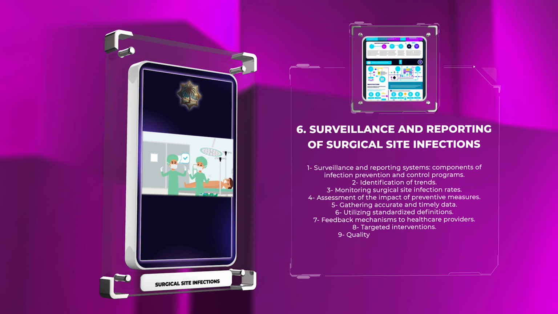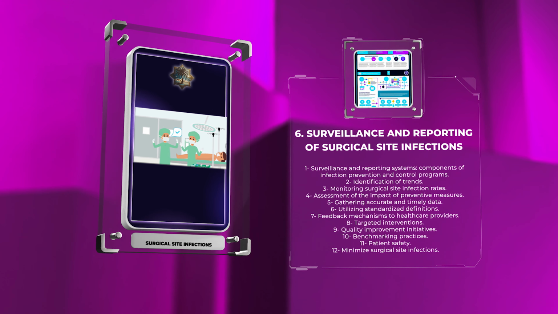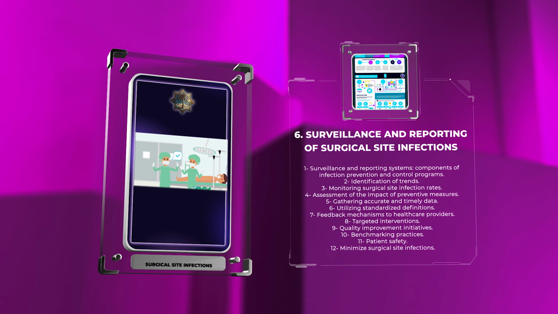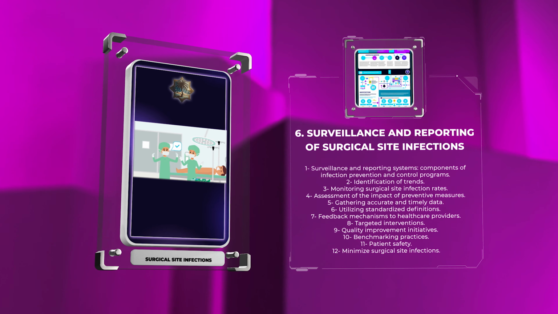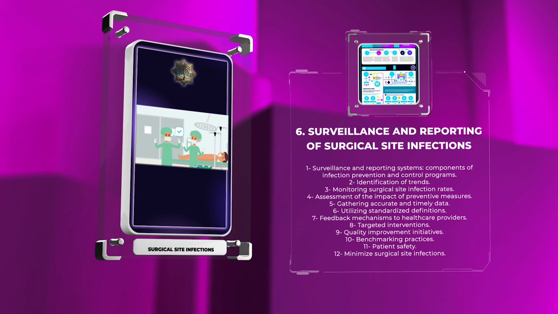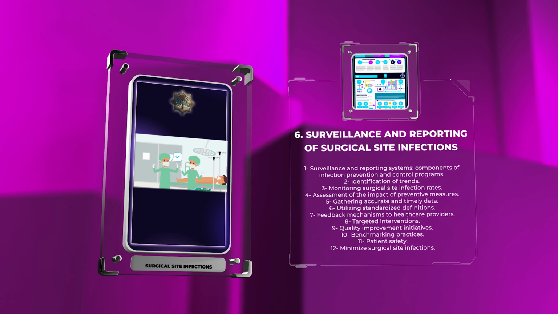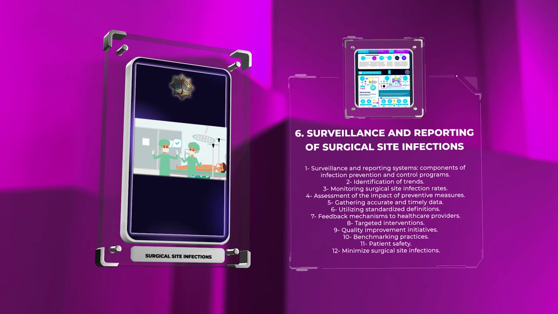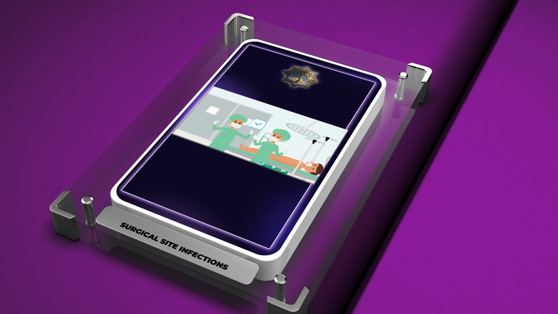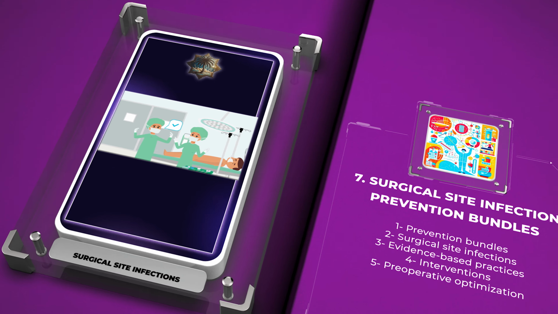Surveillance and reporting systems are essential components of infection prevention and control programs. These systems help identify trends, monitor surgical site infection rates, and assess the impact of preventive measures. Implementing effective surveillance and reporting strategies involves gathering accurate and timely data, utilizing standardized definitions, and incorporating feedback mechanisms to healthcare providers. This information enables targeted interventions, quality improvement initiatives, and benchmarking practices to enhance patient safety and minimize surgical site infections.